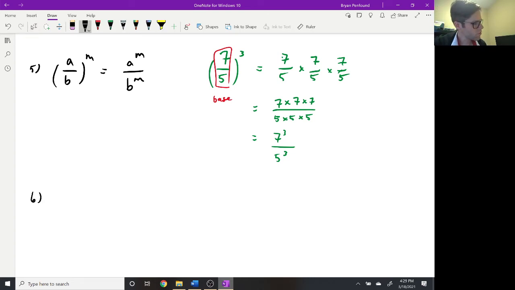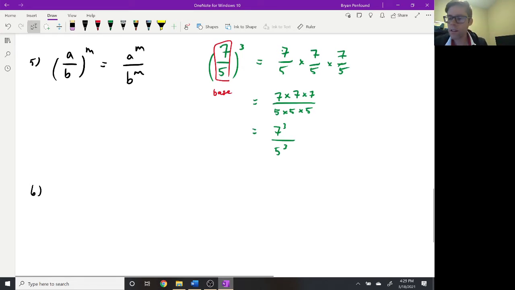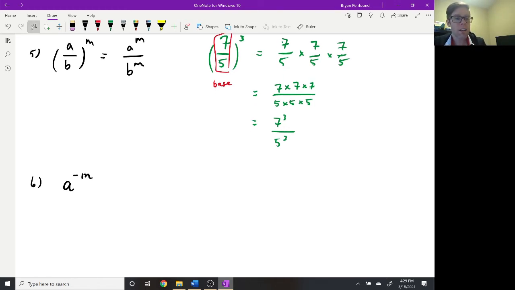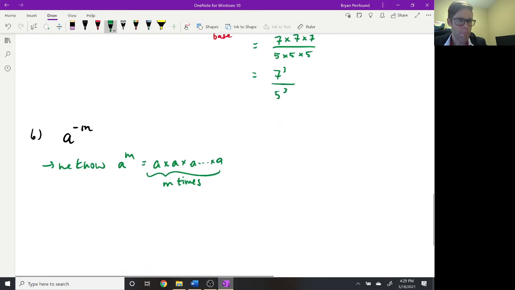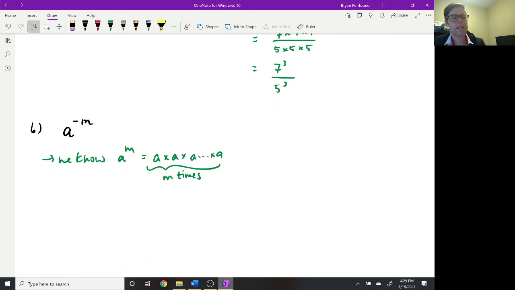Okay, here's the one that's a little bit tricky to think about, but we can hopefully sort this one out. Let's interpret what we mean by a negative power. I think this is a little bit tricky. So I know what a to the positive m is, right? So we know a to the m looks like a times a times a times a, and this should happen m times. But what about a to the minus m? What does that look like?